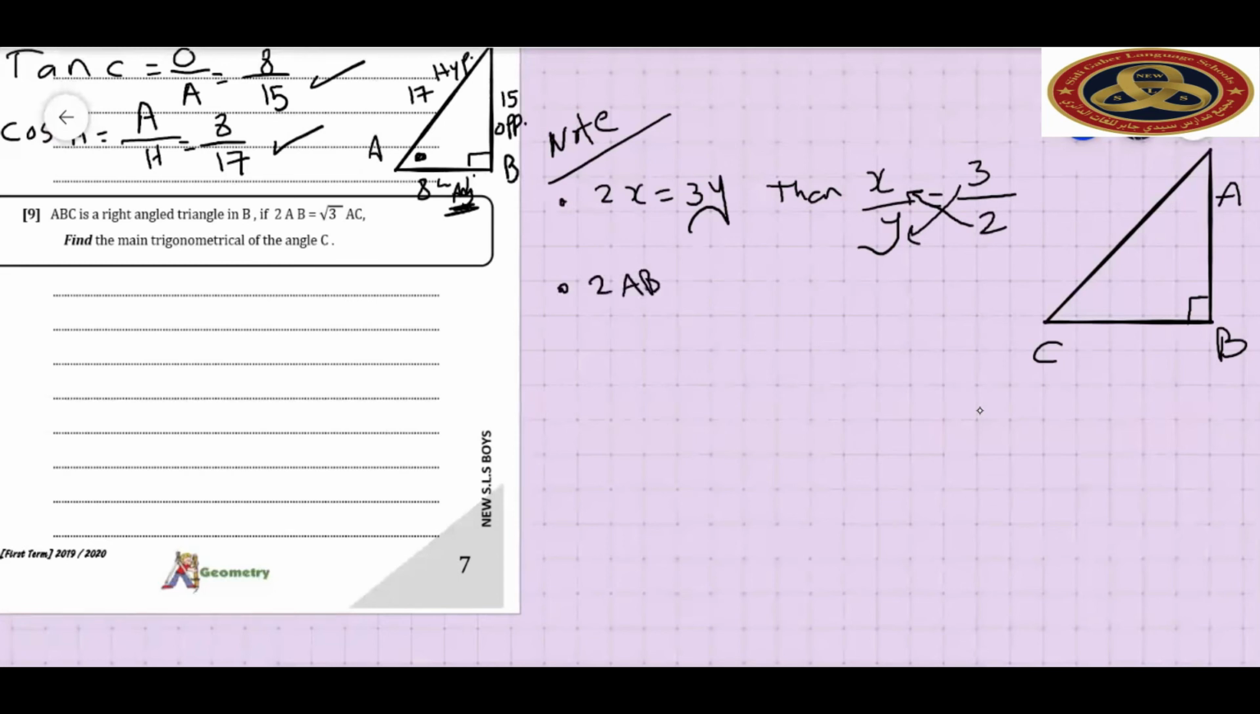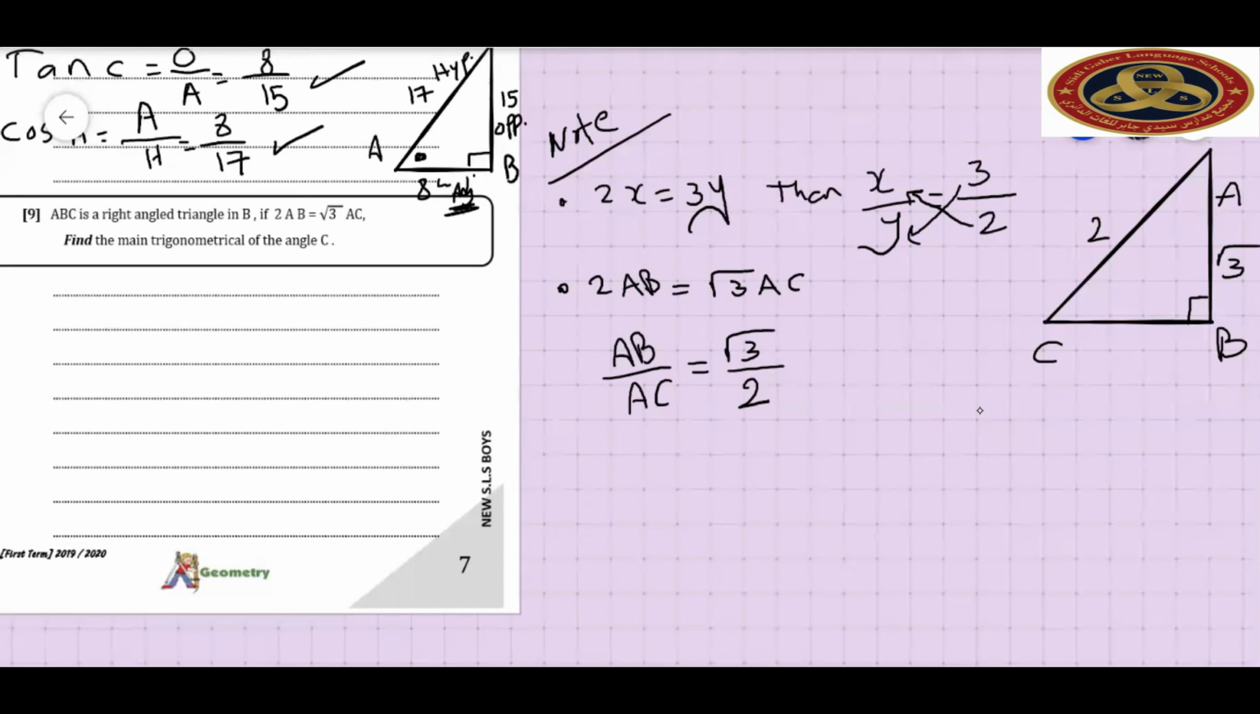I have 2AB equals root 3 AC. So, to get the ratio AB over AC, it will be, excellent, root 3 over 2. Nice. So, the ratio between AB and AC in the simplest form will be root 3 to 2. Right? This is the ratio, not the real length.